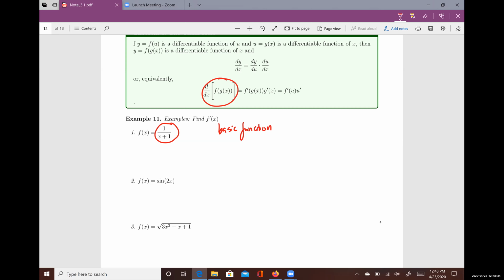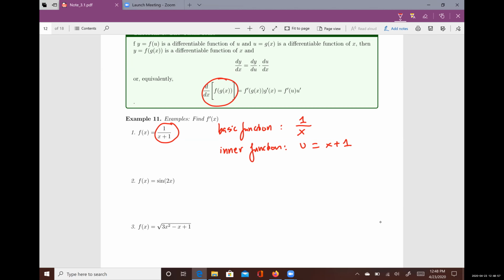You look at the basic function, 1 over x, right? And then you look at the inner function. What is the inner function here? The inner function that you can find here should be x plus 1, because instead of 1 over x, you have 1 over x plus 1. Then the inner function I call u equals x plus 1.